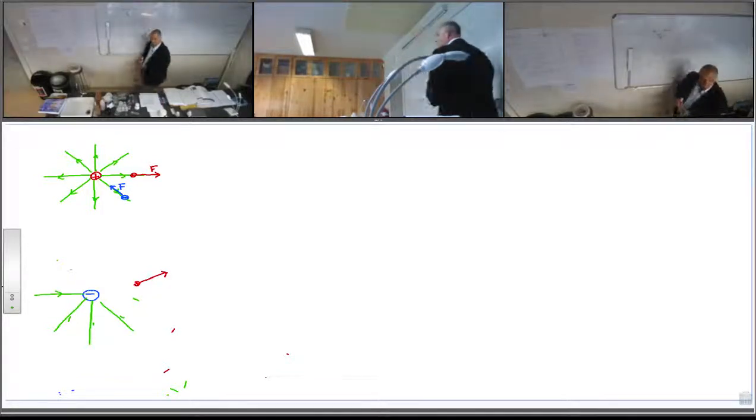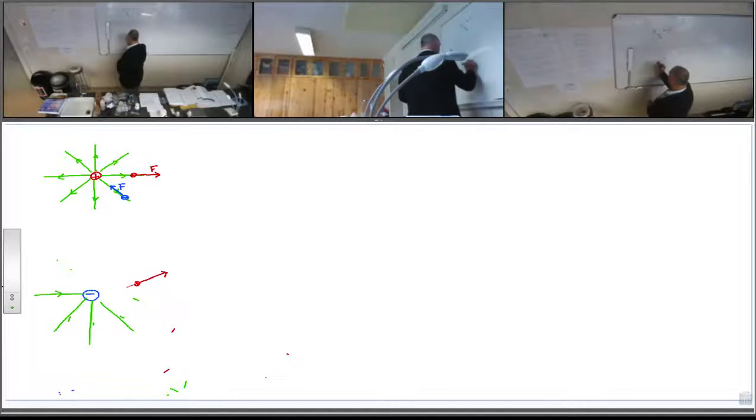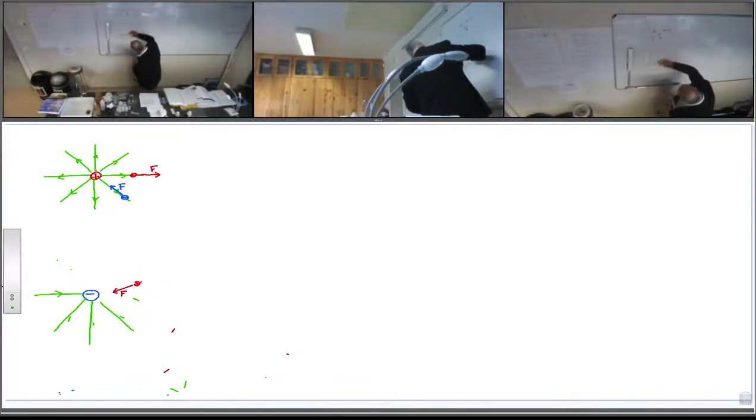No. They go with the lines, okay? The lines are running in because it is a negative particle causing that field. So that's the direction that it would experience a force. All happy?